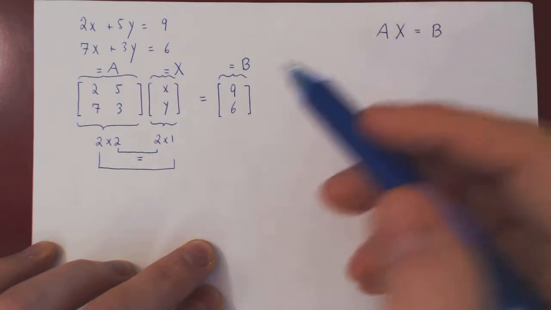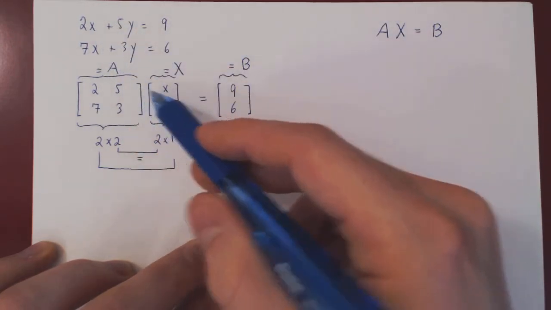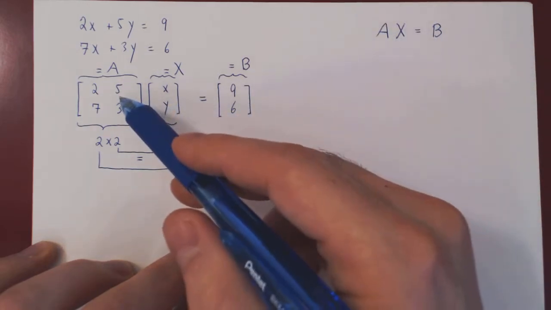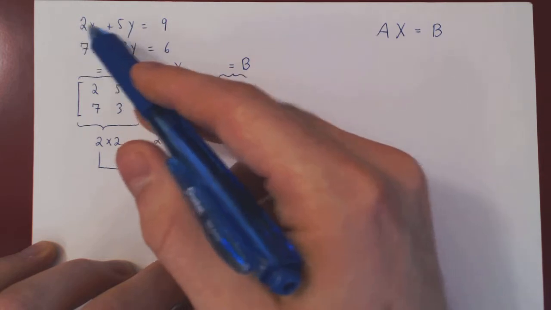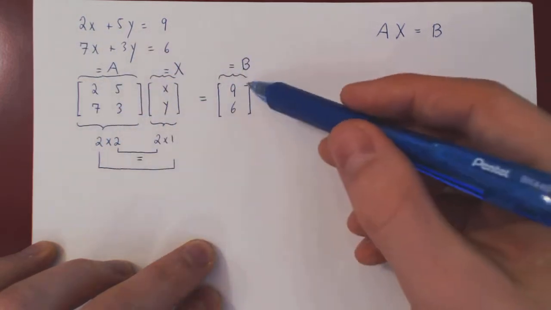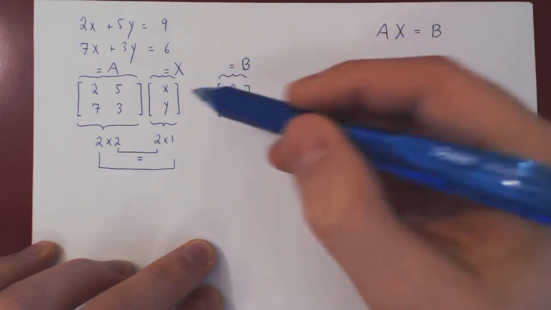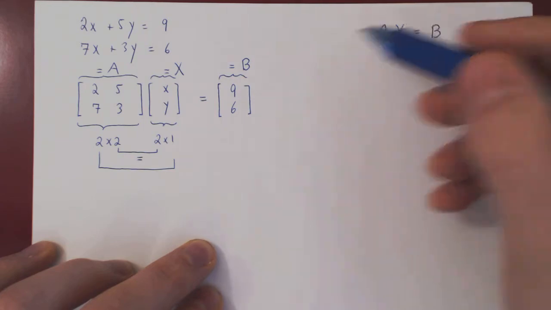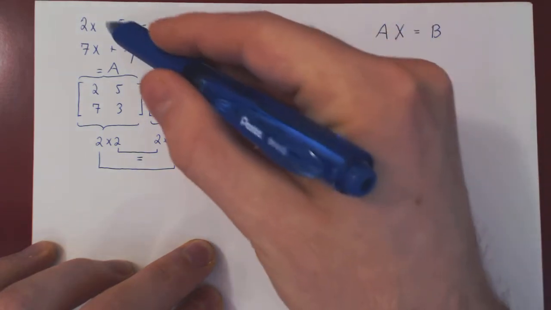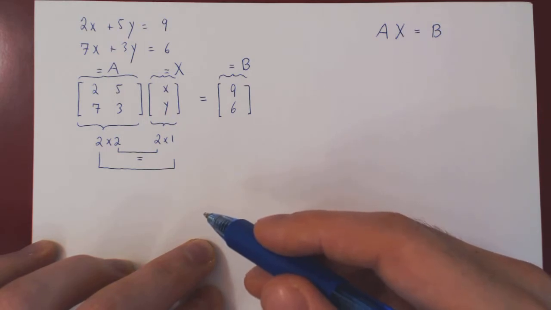And you may wonder, well, is this a fluke? Well, the answer is no, and you can see quite easily that the matrix A is the matrix of coefficients, 2, 5, 7, 3. The matrix B is the column matrix of the constant terms, 9, 6. And the variable vector, or the variable column matrix X, contains the variables, x, y. Let's do two other short examples.